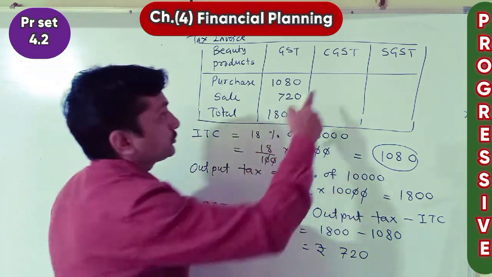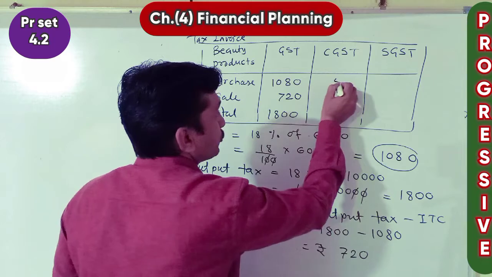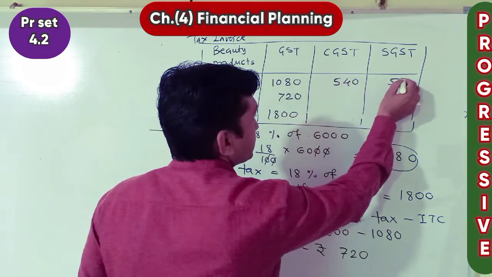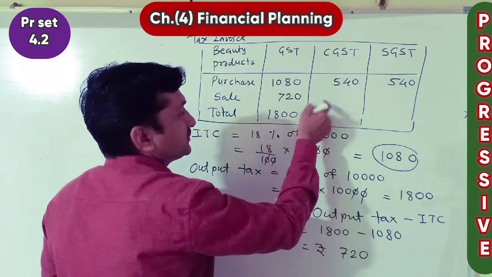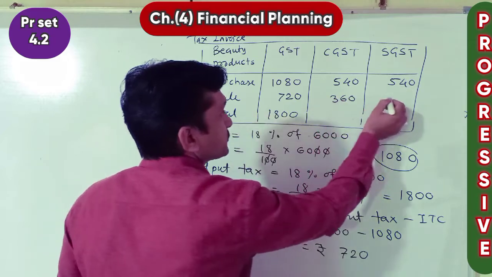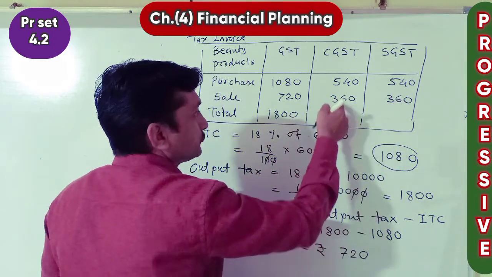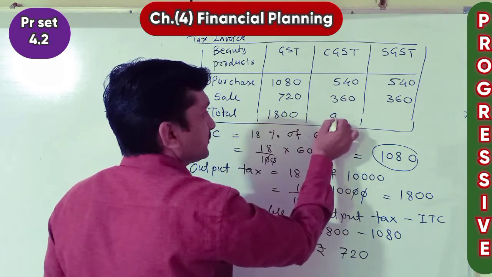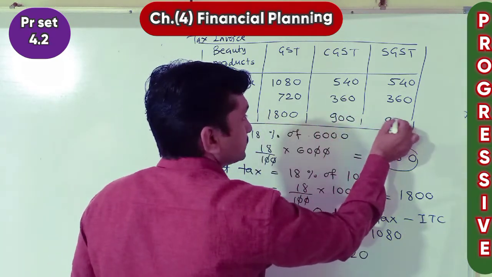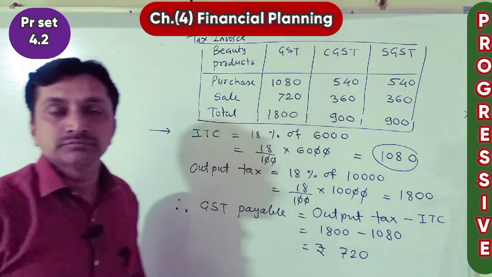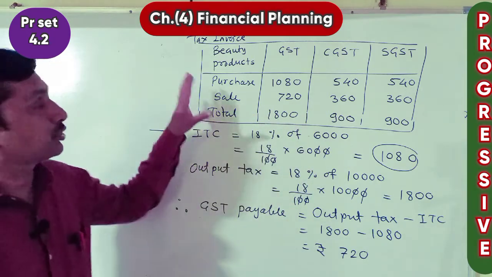Now these are half of this, 540 and 540 here. Half of this, 360 here and 360 here. If we add it, we get half of this, 900 and here 900. In this way, that will be issued on the tax invoice.